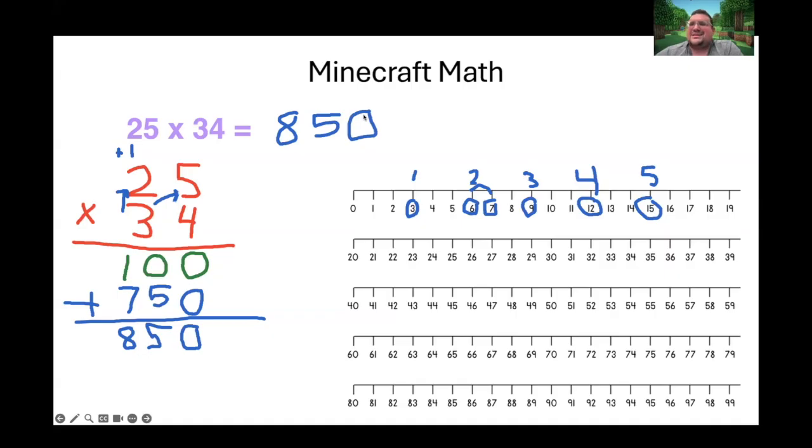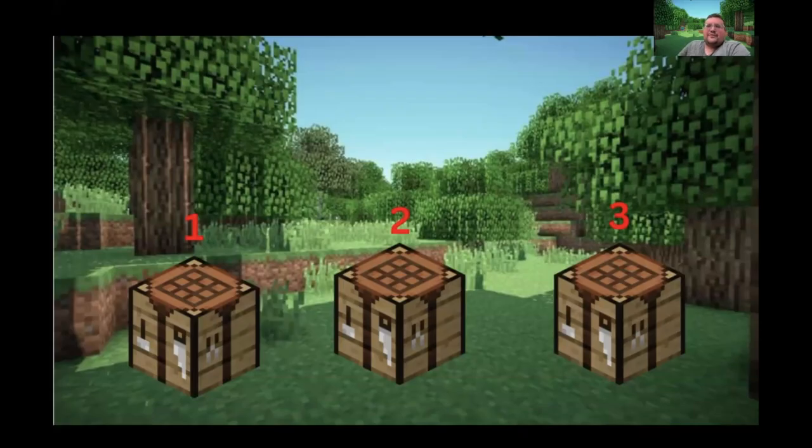Awesome job. Let's go check out our Minecraft game, and then we're going to try a couple of these problems. Now, if you look over here, I have 3 crafting tables. Behind one of these crafting tables is a very good weapon that we'd be able to use on our Minecraft adventure. Behind one of them is an average okay weapon. And behind one of the crafting tables, there is no weapon.